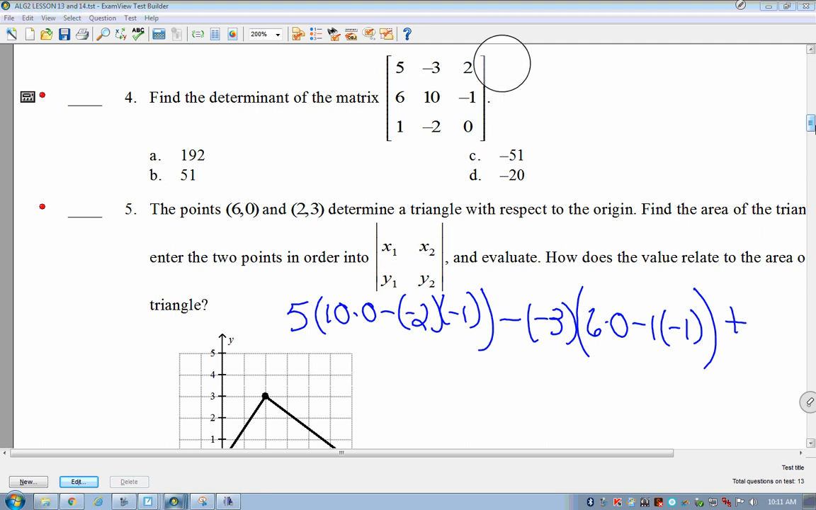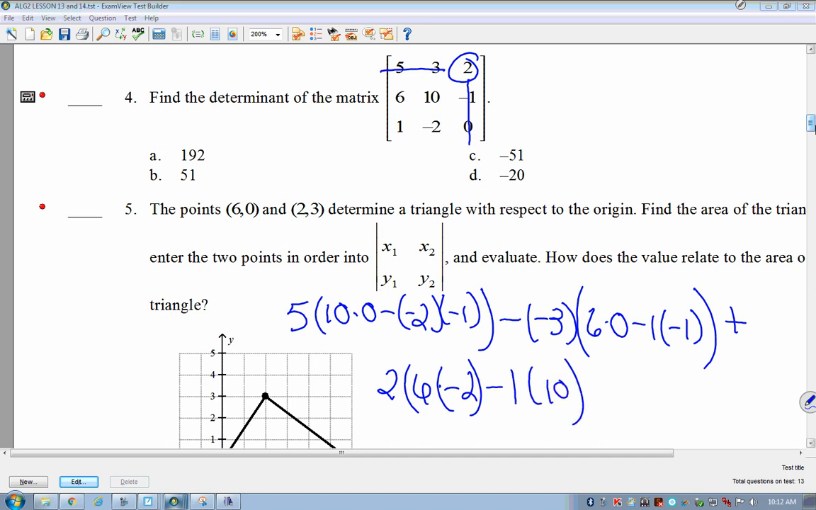Okay, I'm going to come up here. I'm going to erase. What number am I going to circle? 2. Where do my lines go across and down? All right, so I've got 2 times what? 6 times negative 2 minus 1 times 10. Okay, you guys think you can handle that? All right, so good. Just setting it up is the first part to this.